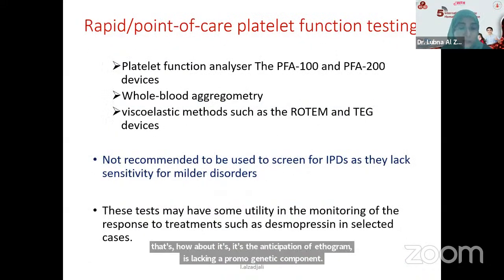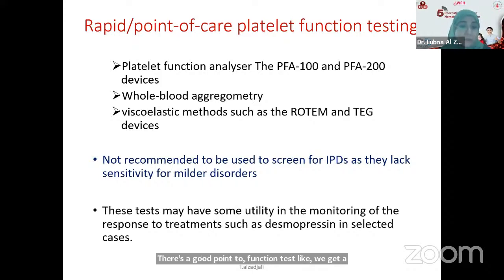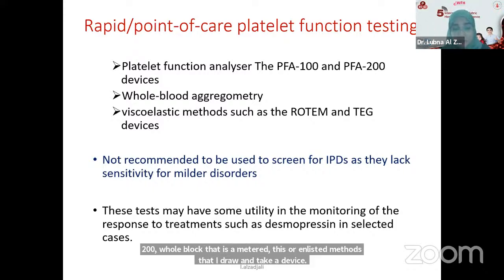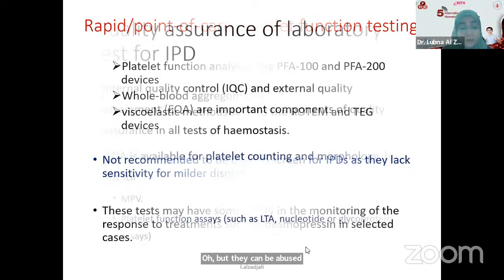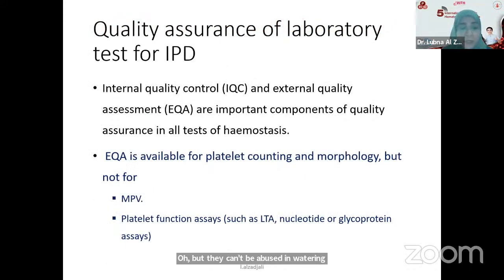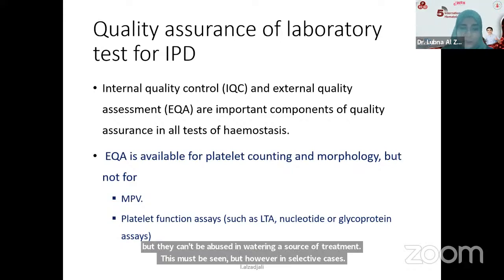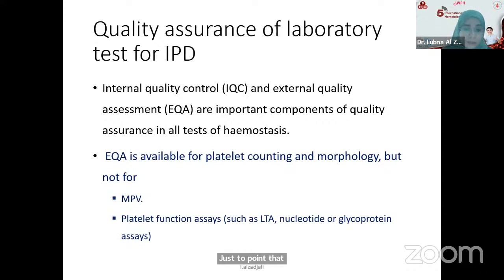The rapid point-of-care platelet function tests like the PFA-100 and 200, whole blood aggregometer, and viscoelastic methods such as ROTEM and TEG devices are not recommended to screen for inherited disorders as they lack sensitivity for milder disorders. However, they can be of use in monitoring response to treatment after desmopressin, in selected cases. Just to point out, quality assurance of laboratory tests for inherited disorders has been standardized, except that external quality assurance is not available for the mean platelet volume and the platelet function assay, and that makes the tests variable from center to center.